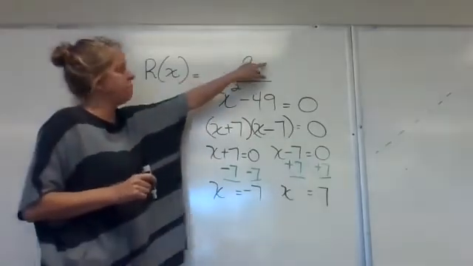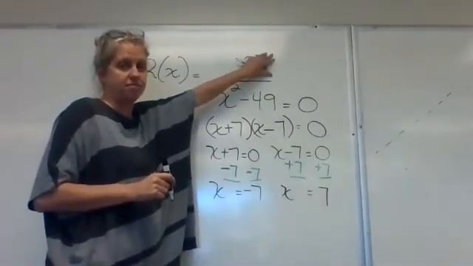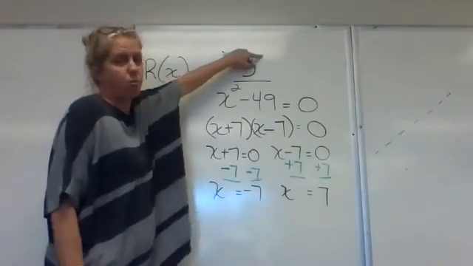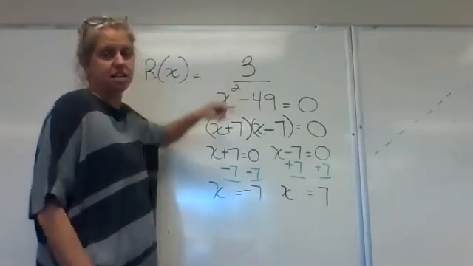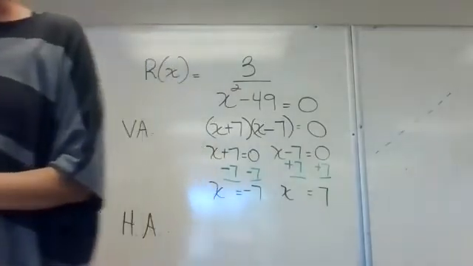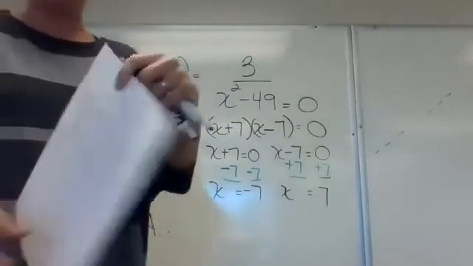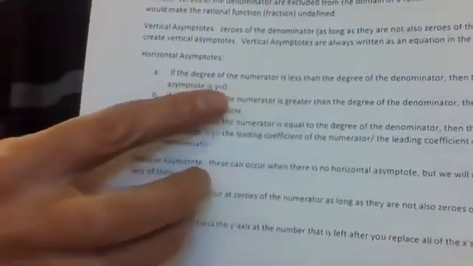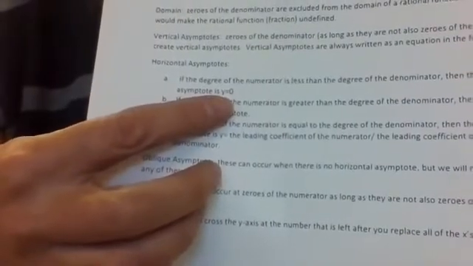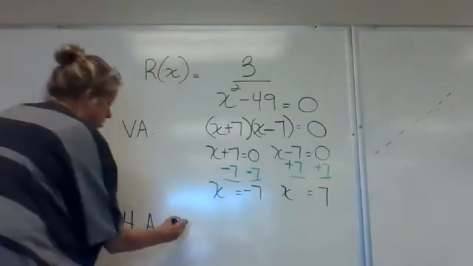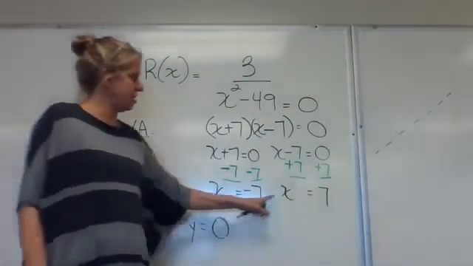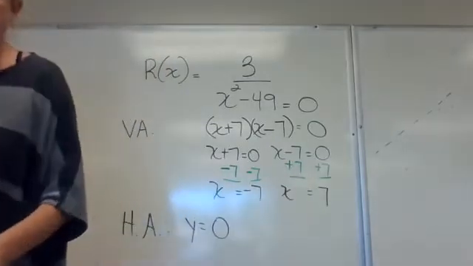So the degree of the top is 0 since it doesn't have an X. The degree of the bottom is 2. So numerator less than denominator. So when you go to your chart, your horizontal asymptote chart, and look at less than, the horizontal asymptote is automatically Y equals 0. So verticals at 7 and negative 7, horizontal at 0.